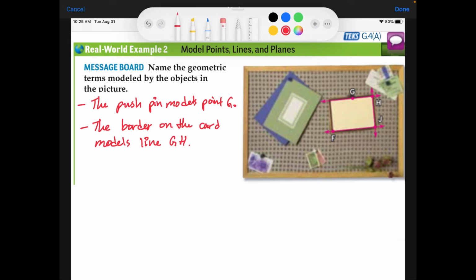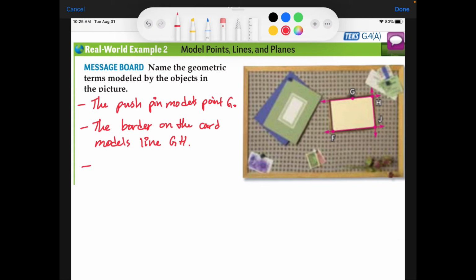And I just want to point out that that's one of the most powerful tools in mathematics, using numbers, using symbols to represent the world around us. And so that's what we're doing. Let's do the next one. So the edge of the card models another line, right? There's another line, HJ, we can say.